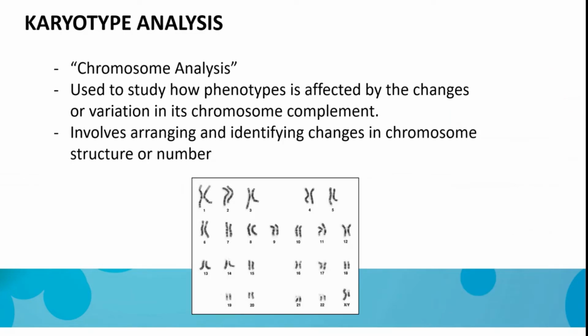The second technique will be karyotype analysis, also known as chromosome analysis. It is an approach used to study how human phenotype is affected by the changes in its chromosome complement. This involves arranging the chromosomes and identifying changes in the structure or its number.